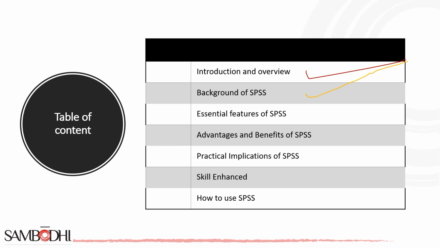Right now, if we talk about SPSS, there are multiple versions, like 15, 16, 17, 18, 19. So over the period of time, SPSS has grown, and right now it is acquired by IBM. So what are the new features which have been taken up by SPSS? The next thing is the essential features of SPSS.